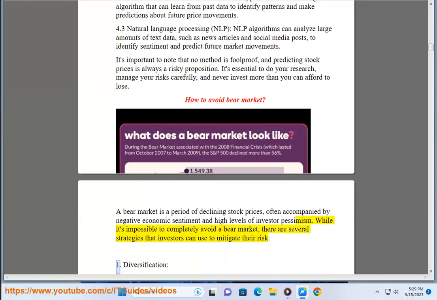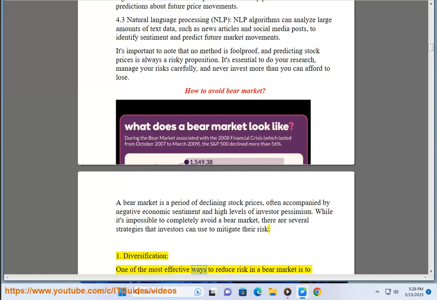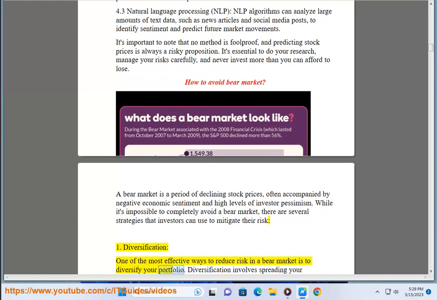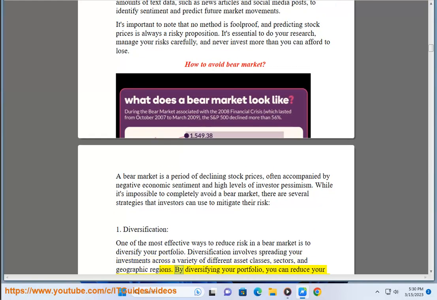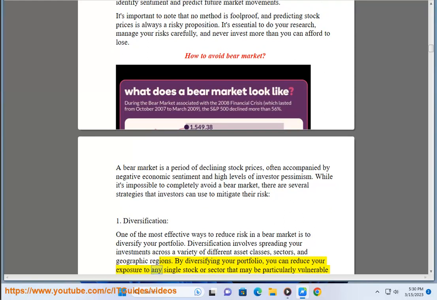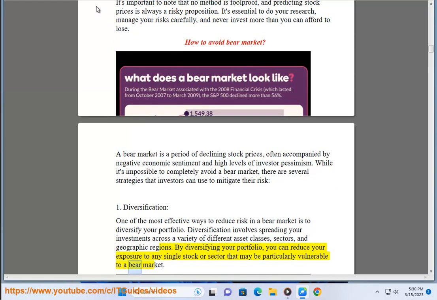While it's impossible to completely avoid a bear market, there are several strategies that investors can use to mitigate their risk. 1. Diversification. One of the most effective ways to reduce risk in a bear market is to diversify your portfolio. Diversification involves spreading your investments across a variety of different asset classes, sectors, and geographic regions. By diversifying your portfolio, you can reduce your exposure to any single stock or sector that may be particularly vulnerable.